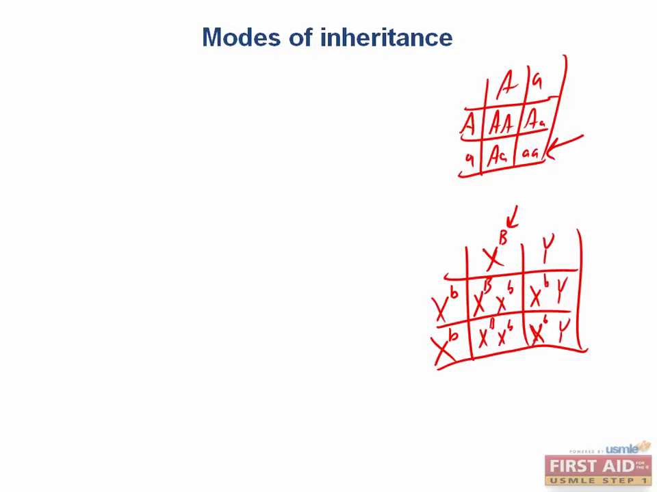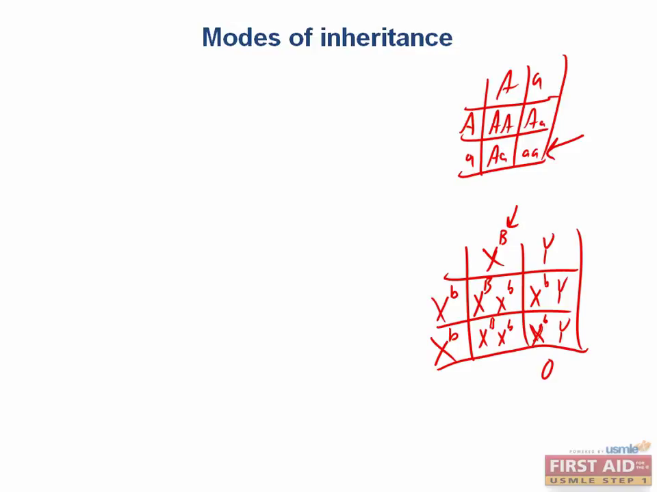So now the child can only get the X little b from mom and either X big B or Y from dad. So what proportion of daughters do you expect to be affected by this trait? Only the offspring with two X's are females, so all of them will be affected. What about sons? 0% will be affected because they all have X little b and Y.